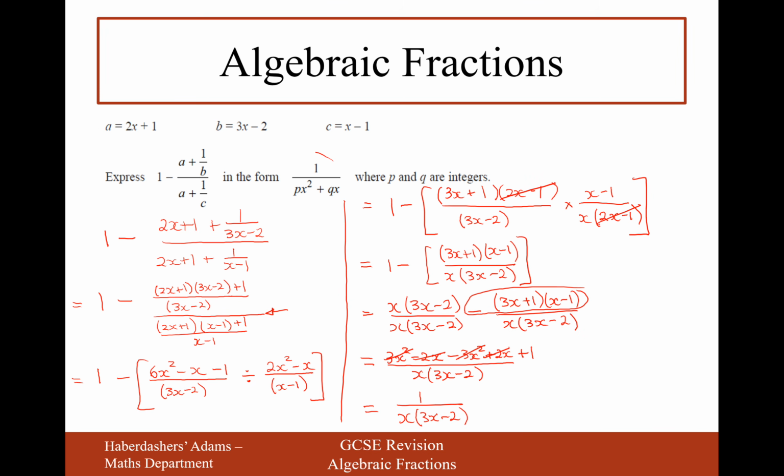But our answer specifically wants it in this form here, so I'm going to have to expand the brackets on the denominator here, and it's going to be 3x squared minus 2x. Lovely. Well, if we match this answer up with the answer in the form of the thing up there, it's going to be p equals 3 and q equals minus 2.